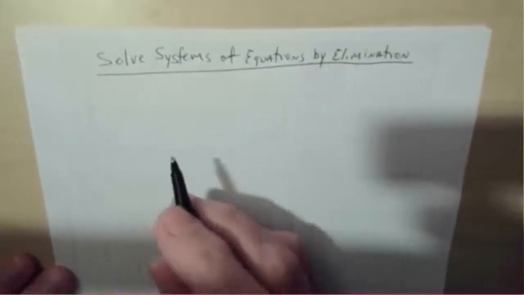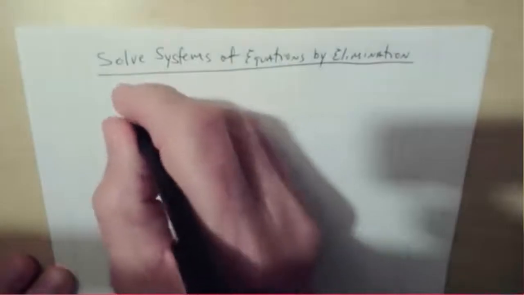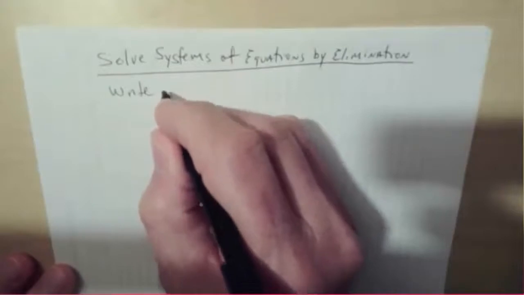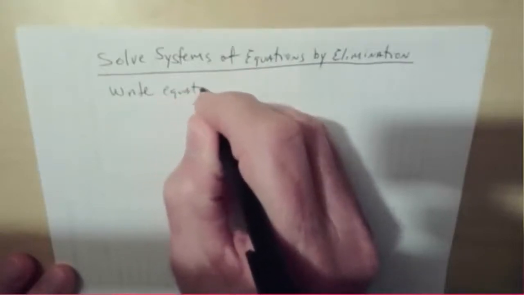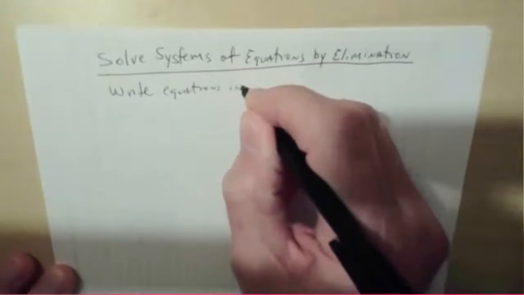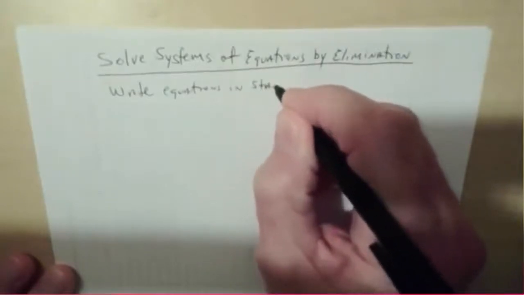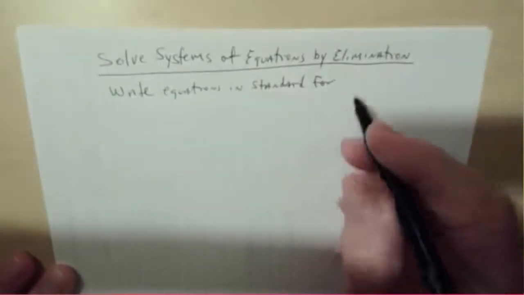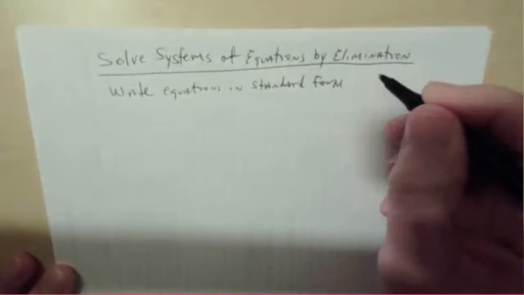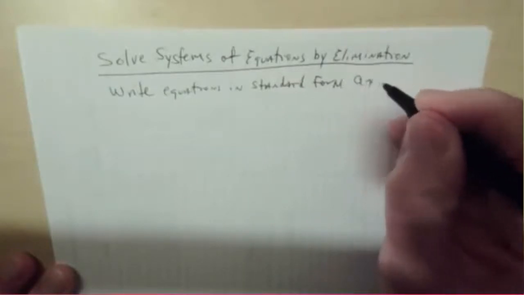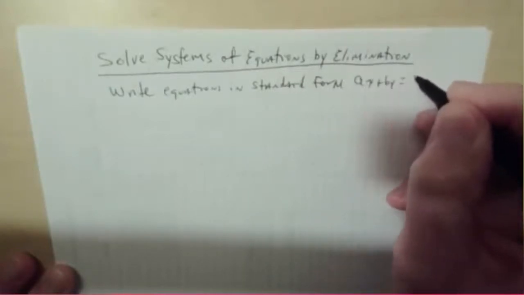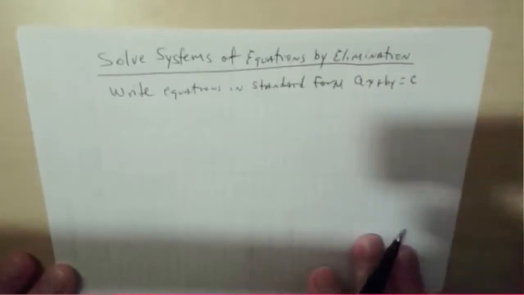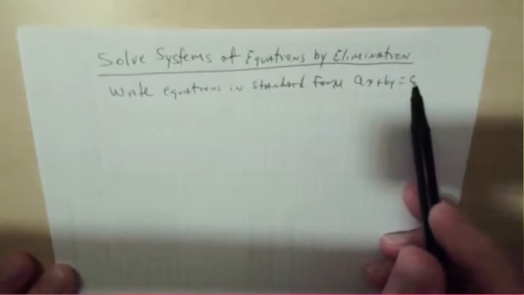Okay, solve systems of equations by elimination. Now, the first thing you do is write the equations in standard form. If you'll remember, standard form is ax plus by equals c. Okay, c is the constant. It's the number. So really what we're doing is we're solving this equation for c.